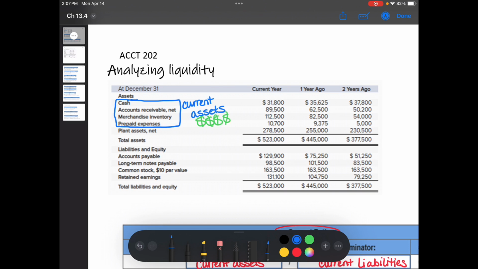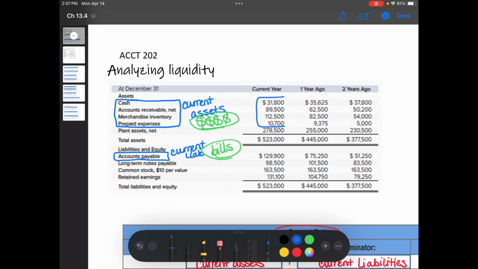In this case, for current liabilities, there's only one, accounts payable. Sometimes there are things like salaries payable, wages payable, income tax payable. But these are basically your bills, right? So we want to make sure that we have enough money to pay our bills. That's really essentially what it is.